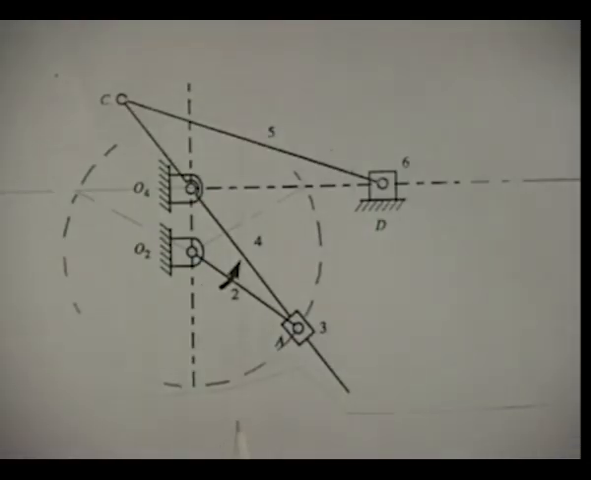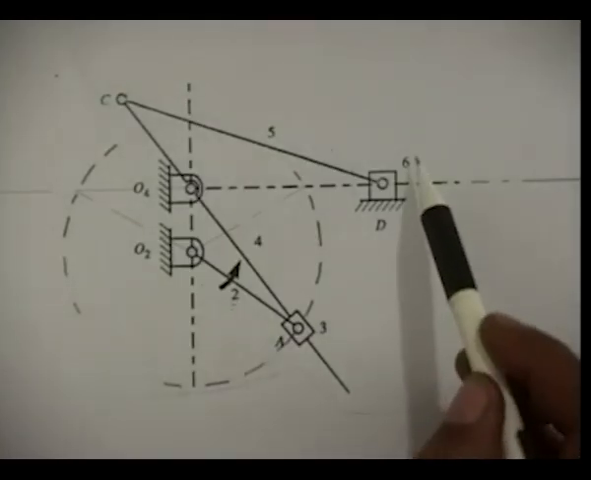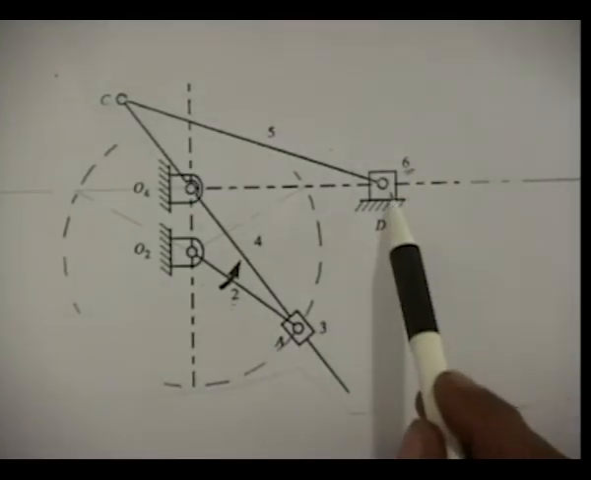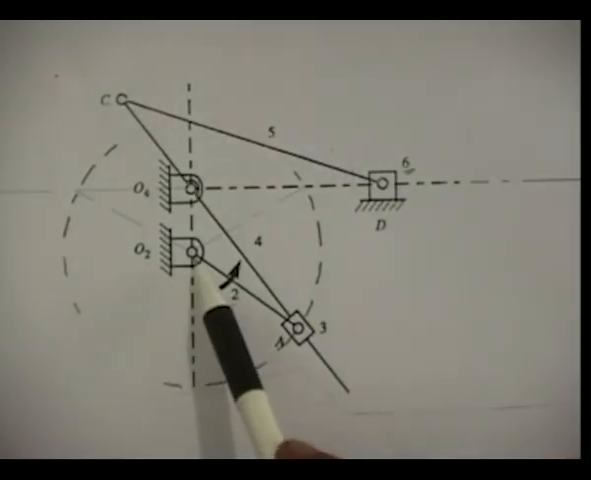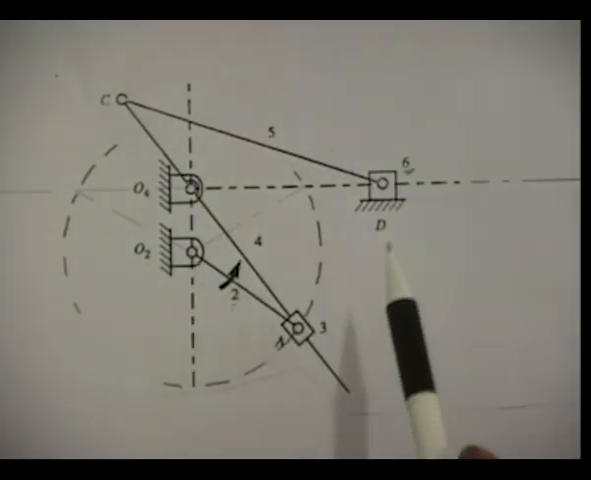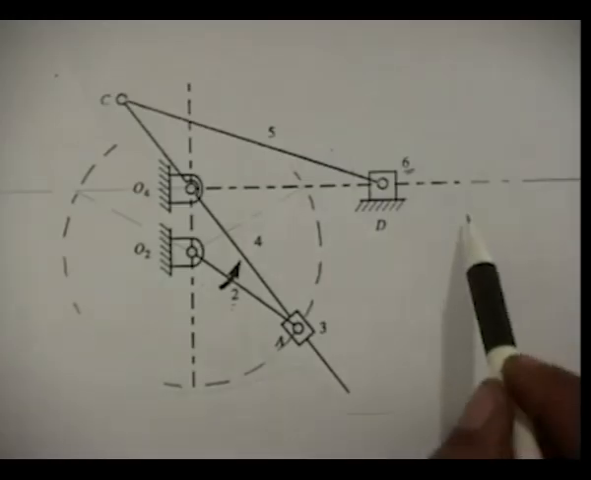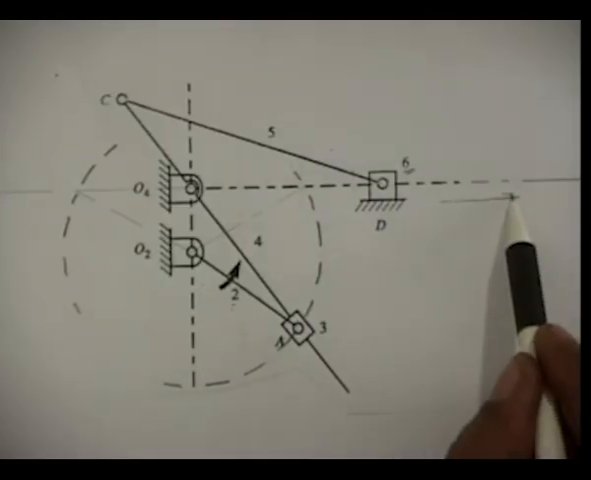This is the kinematic diagram of the same Whitworth quick return mechanism which we have just seen. This link O2A is the input link number 2, and this link 6 is the output link, that is the tool holder. Due to continuous uniform rotation of this input link 2, this tool holder 6 oscillates along this horizontal line.